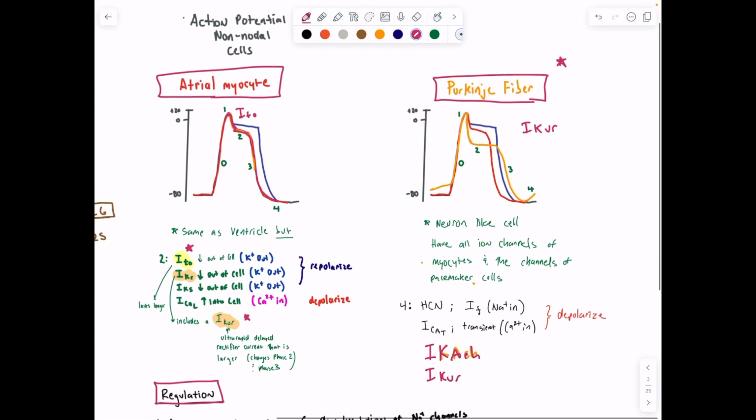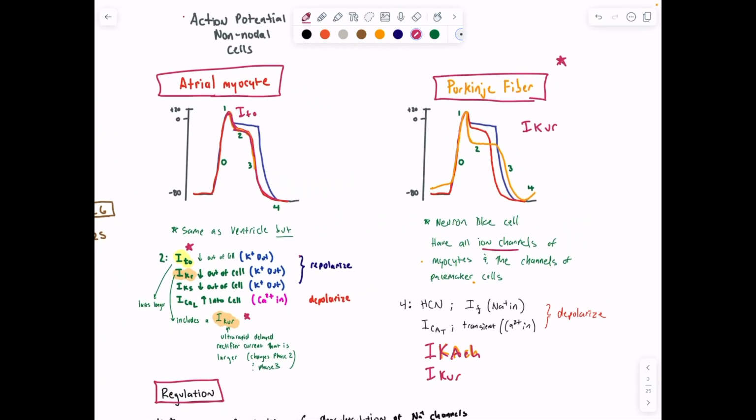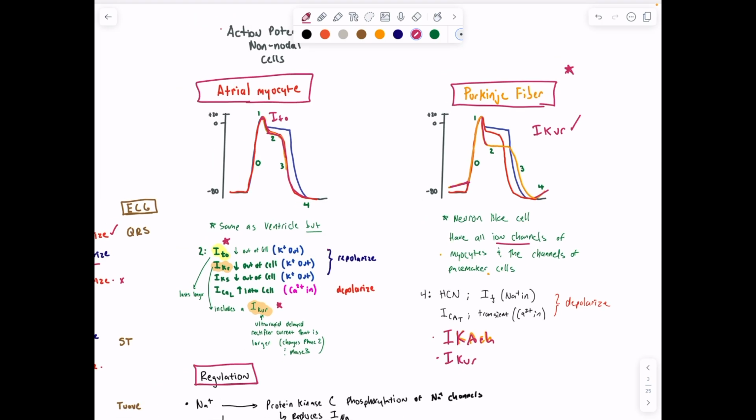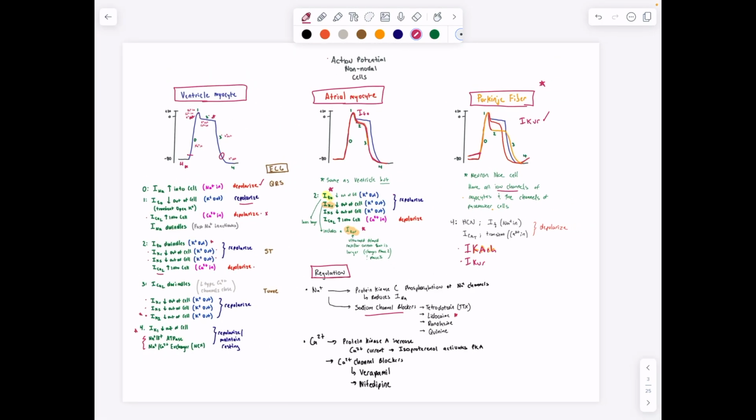All right, Purkinje fibers, going back to them, they are neuron-like cells. They have all of the ion channels of myocytes and of the pacemaker cells, and so we can see that during phase 4, this looks a little bit more like the pacemaker cells, but they also have the ultra-rapid and the acetylcholine activated, and so we can see a steeper repolarization from this guy. Overall our curve is kind of a fusion of the two cell types.